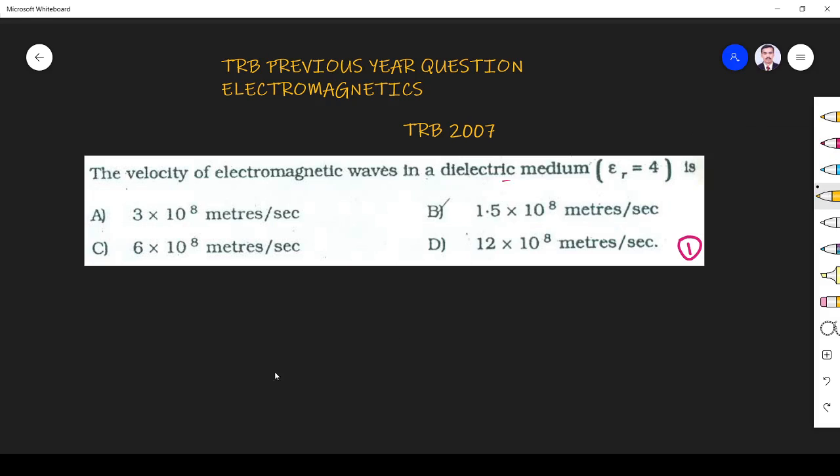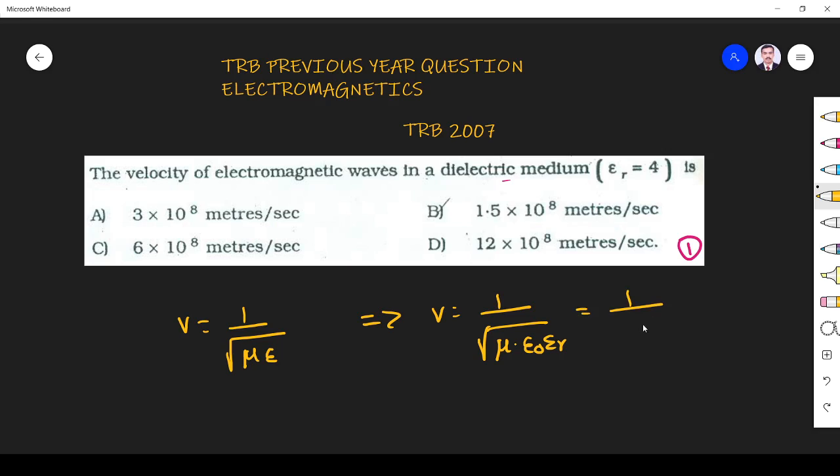We know in general the velocity is given by V is equal to 1 by root of mu epsilon. Here it is free space. It is a general formula. For dielectric medium, they have given epsilon r is equal to 4. So this implies V is equal to 1 by, they didn't talk about mu, so epsilon r they have given. So this I write as 1 by root of mu naught mu r epsilon naught epsilon r, right? Since they don't talk about mu r, I assume that is 1.